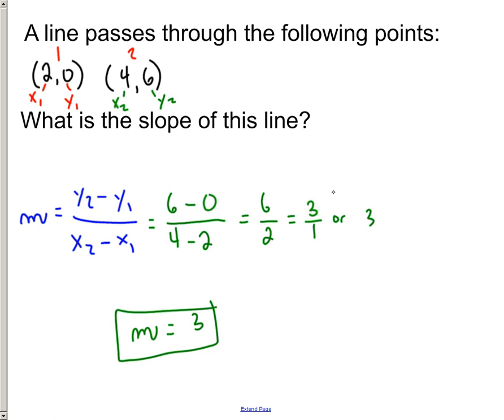Make sure you never turn it into a mixed number. Don't ever try to turn it into a mixed number. Keep it as a whole number or as a fraction. An improper fraction is just as valid. So just remember, no mixed numbers for the slope.